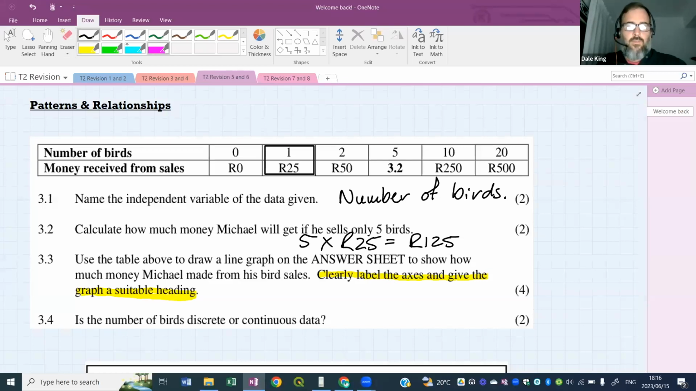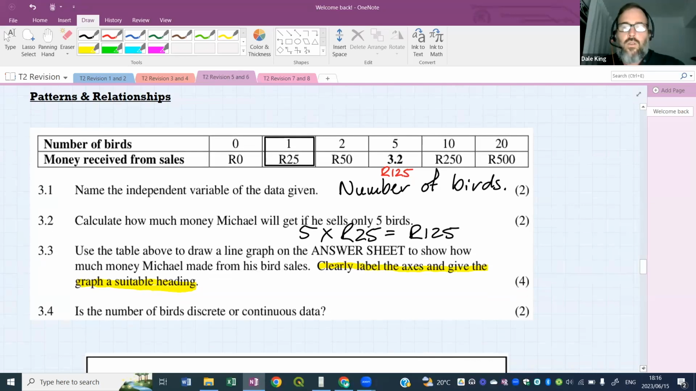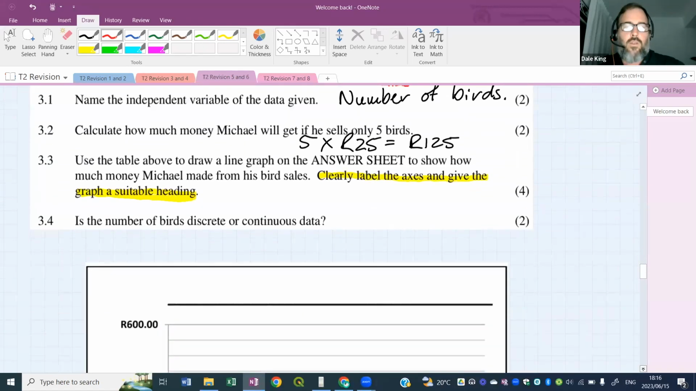Okay. Now we need to put in our value for 3.2, which is 125 rand. So I'm just going to put there 125. And then I'm going to use this to help me draw the graph. Okay. So 0 is 0, 1 is 25, 2 is 50, and 5 is 125. So let's go down to my graph here.